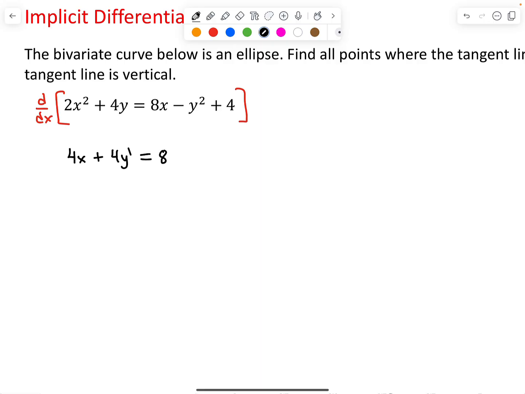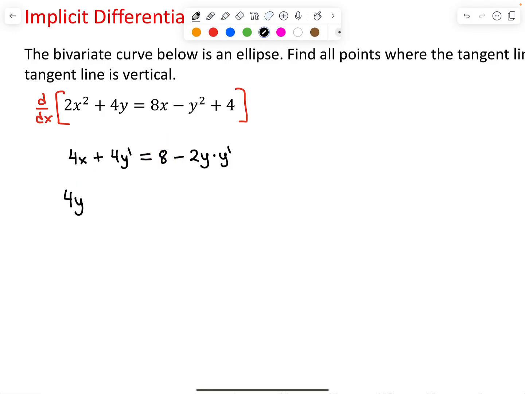And the derivative of y squared is 2y to the first, and then chain rule times y prime. And then the derivative of 4 is 0. Right? There are 2 terms that have y primes. We want to get them on the same side. So I'm going to add this term to both sides. And there are 2 terms that don't have y prime. So I'm going to subtract this term from both sides.